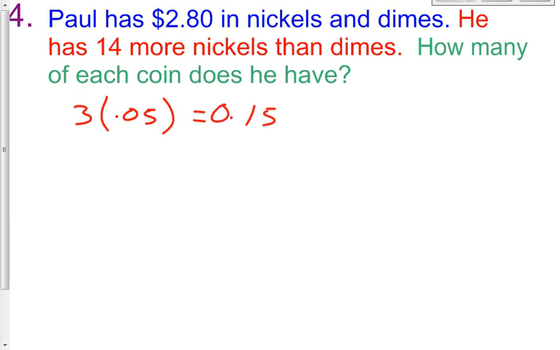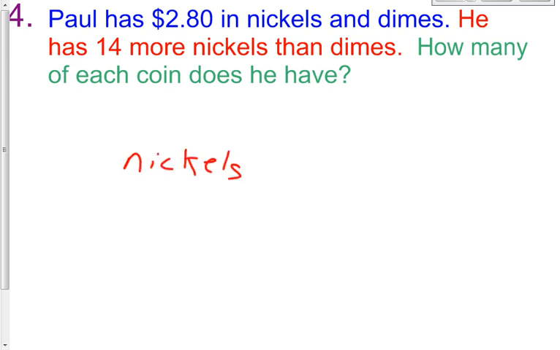If you were to have 5 nickels, 0.05, you would have 25 cents. So when it says on number 4, Paul has $2.80 in nickels and dimes. Okay, I don't know how many of each kind of coin that he has, but I know that if we add up the nickels and the dimes, if we add those up together, he has $2.80.